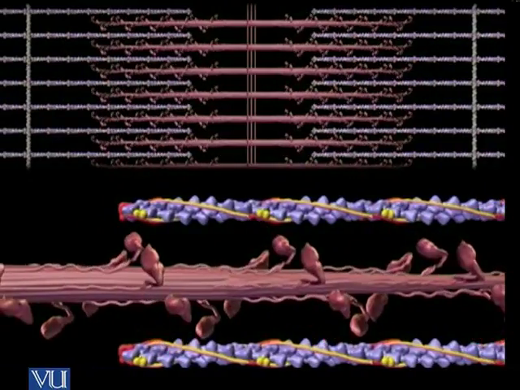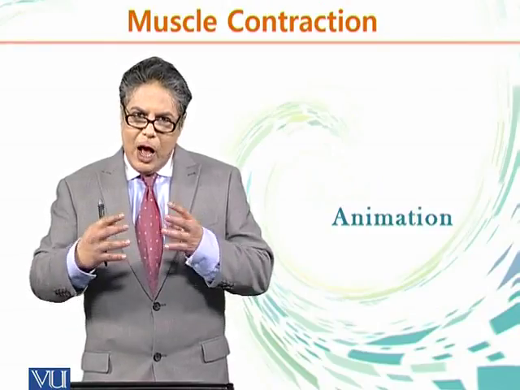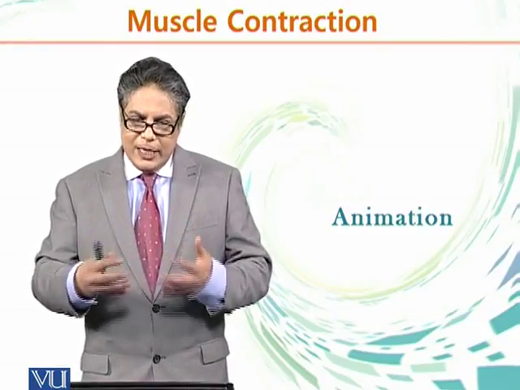Here we have seen the process of myosin pulling on actin filaments in molecular detail in a different module. So this is basically how muscle is contracting. I hope this animation was helpful in understanding how muscles contract at a molecular level.